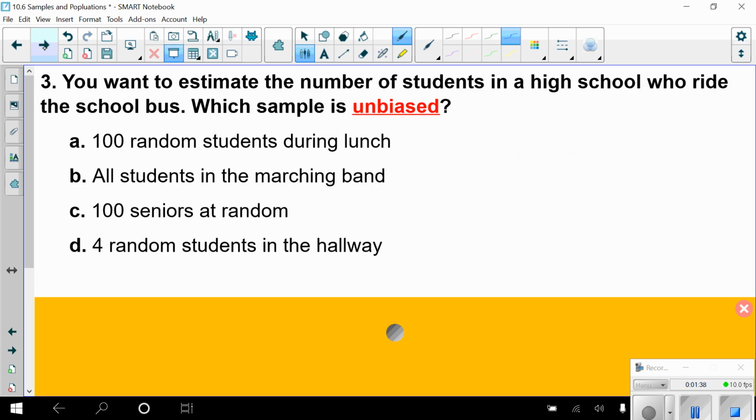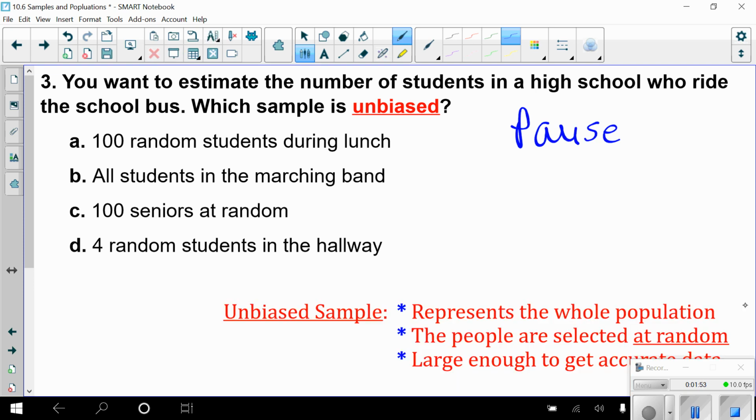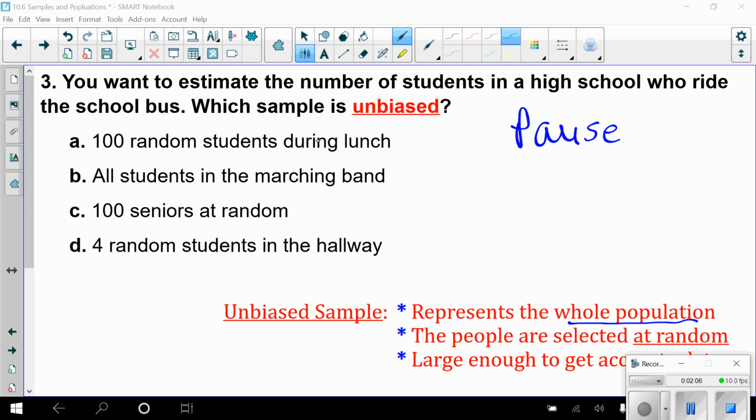All right, for example number 3, you want to estimate the number of students in a high school who ride the school bus. Which sample is unbiased? Go ahead and click pause on your video and then hit play when you're ready to go. Remember, an unbiased sample represents the whole population. The people are selected at random, and it is large enough to get accurate data. So 100 students at lunch is unbiased because it represents the whole population. The people are selected at random, and it is large enough.